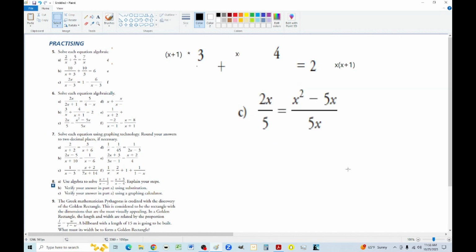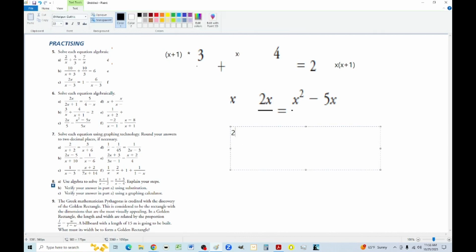So here we're talking about 5. Now what's nice about this is really I only have to multiply both sides by 5x. And on the right side it's going to cancel. And over here the 5 is going to cancel. So I'm going to be left with x times 2x, which is 2x squared. And on the right I'm left with x squared minus 5x.